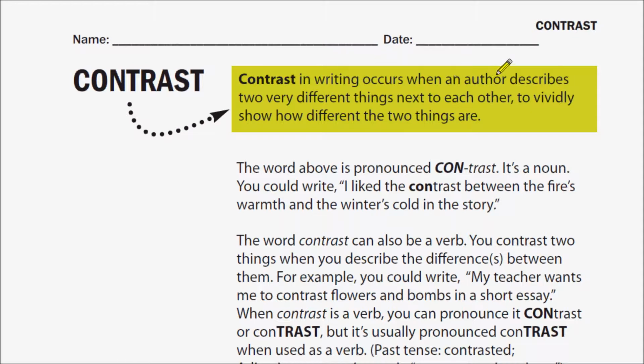And first, what I want to say is that this word, contrast, can be a couple different things. It can be a noun, it can be a verb. And so, depending on what it is, it changes how it's pronounced. So, contrast is a noun. This whole lesson is on contrast, which is a literary technique, and that's a noun. And it's pronounced with the accent on the first syllable.